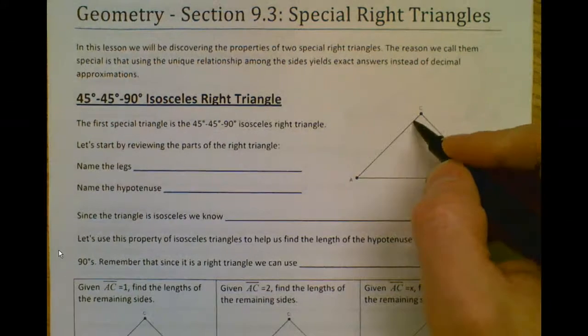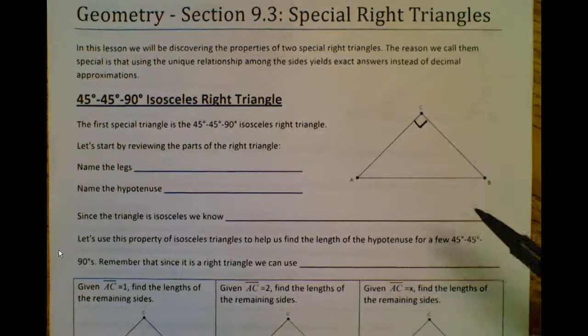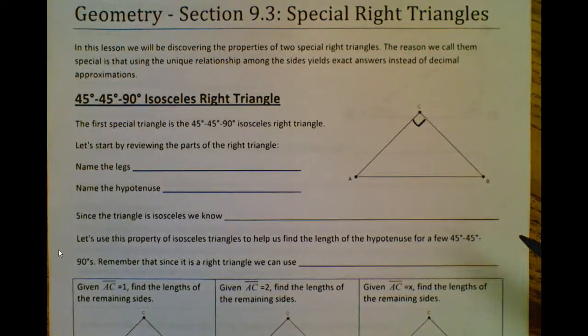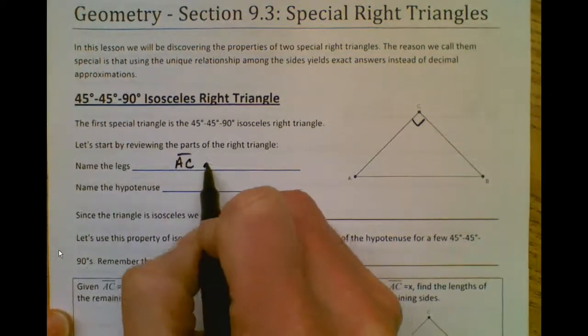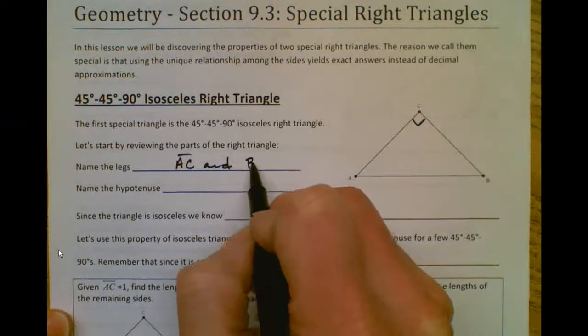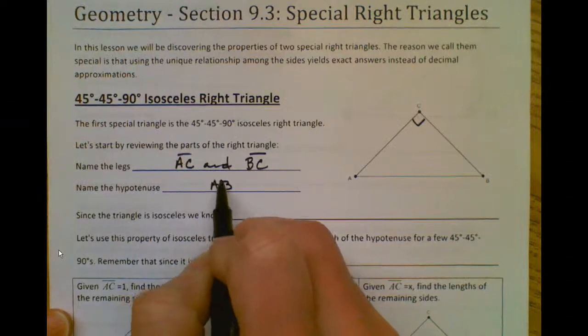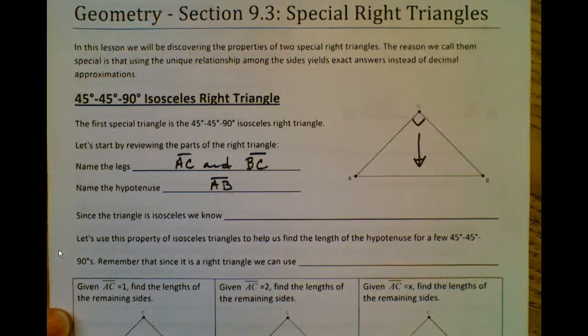triangle. So here's our right angle. Let's review the parts of the right triangle. So let's first start by naming the legs. And anytime throughout this video, if you want to pause and fill in the blanks and then start it again and see if you got it right, feel free to do that. So naming the legs, we've got legs AC, and we've got leg BC. Alright, and that would only leave the last remaining side to be the hypotenuse. That's going to be AB. And remember, the hypotenuse is always going to be opposite the right angle.